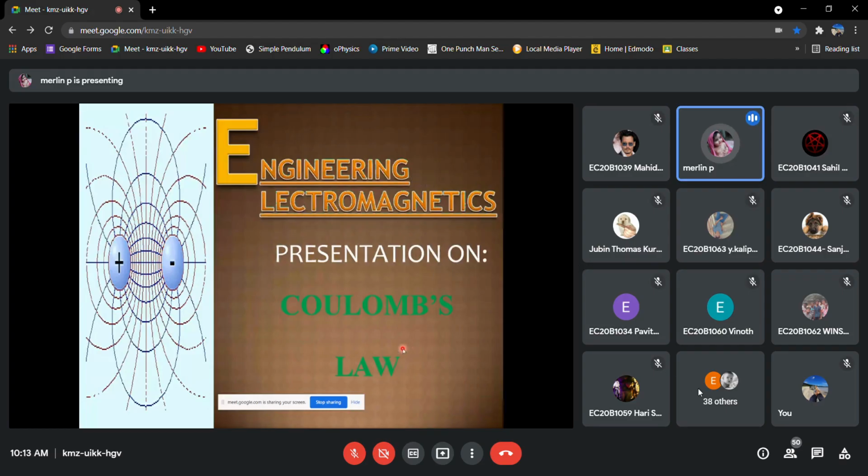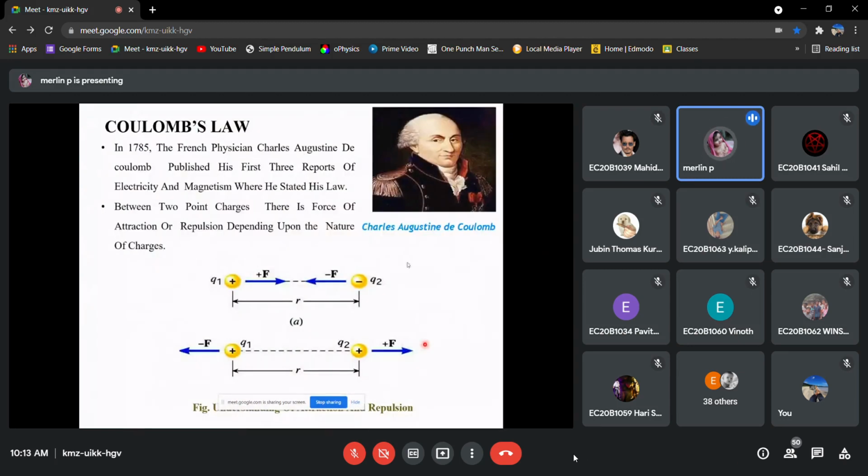This is Coulomb's law, which you have studied in previous classes. It is named after Charles Augustin de Coulomb, who discovered this law in 1785.